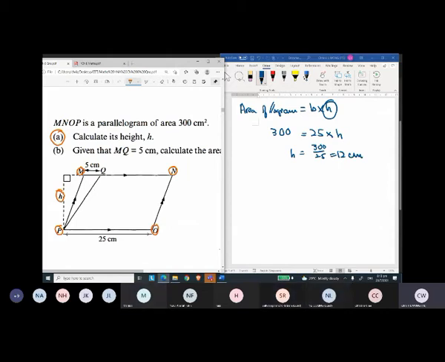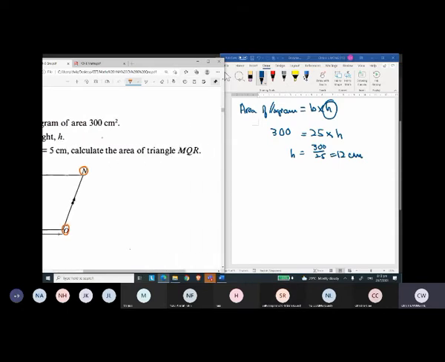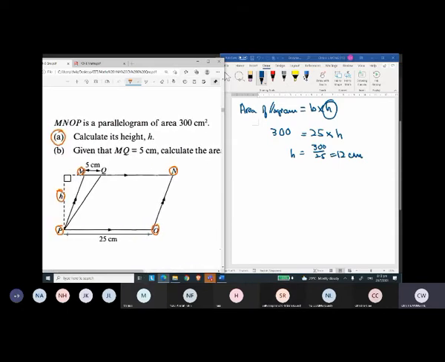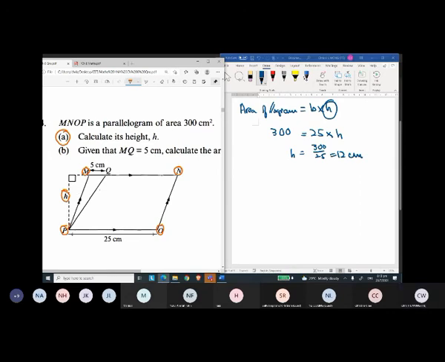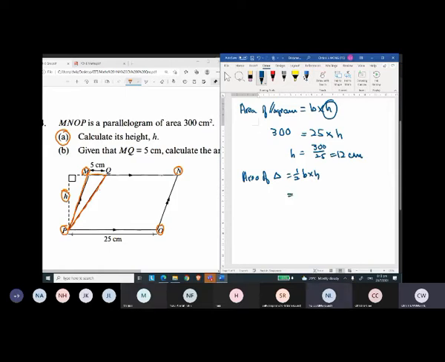Okay, now I give you MQ. MQ is 5. You're supposed to calculate the area of the triangle MQR. Okay, give me the formula for area of triangle. Half times base times height. What is the base of the triangle? 5. What is the height of the triangle?